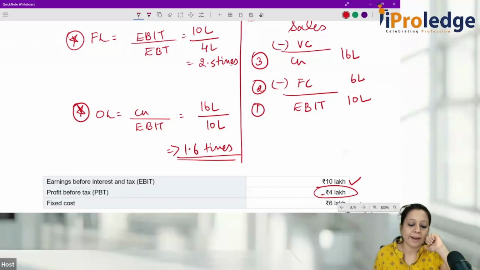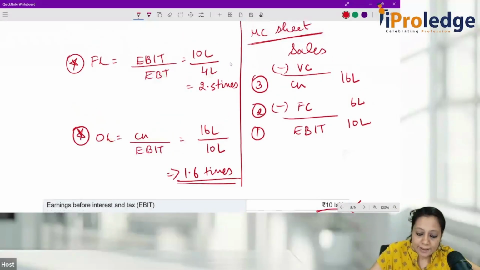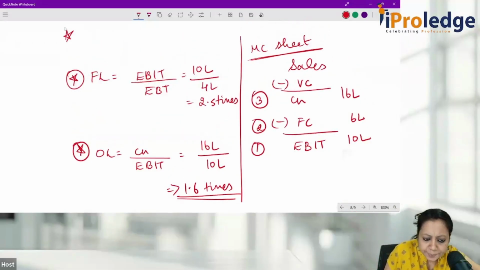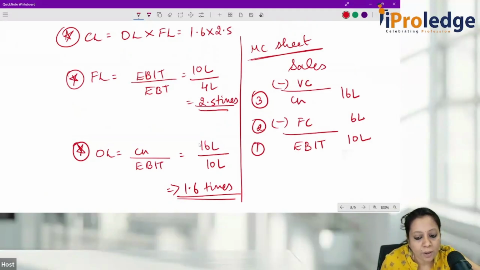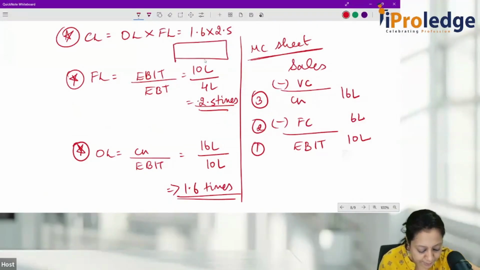Let us now start combined leverage. Combined leverage is equal to what? Operating leverage into financial leverage. So that is equal to 1.6 into 2.5. We already got 1.6 and 2.5, we just need to multiply them. How much are we getting? 4 times. That is the combined leverage.